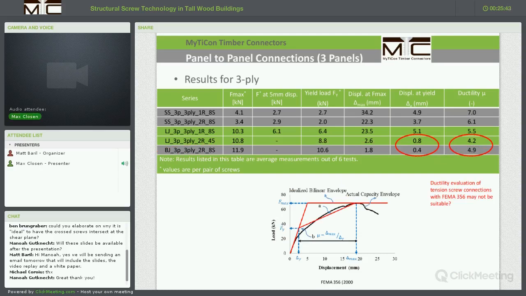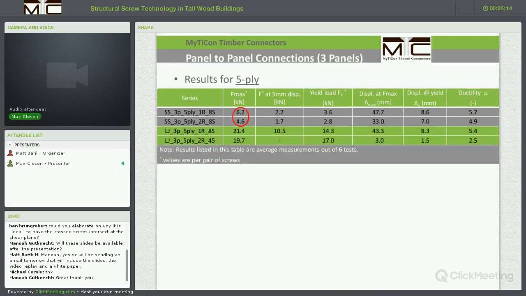In regards to ductility of these connections, we need to be careful on how we evaluate this. There is one approach listed with FEMA 356. This approach seems reasonable for the regular shear connections. However, it does not necessarily seem reasonable for all the connections in tension here, because we do get ductility values here which seem very high. But if we look at the actual load displacement curves, which we will do in a little bit, we do not see that much deformation in the connections.